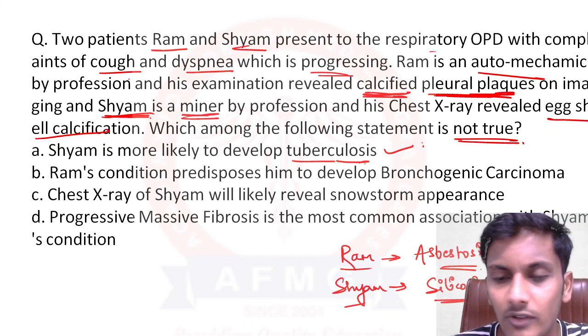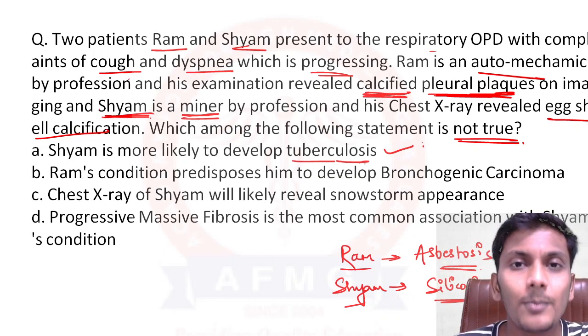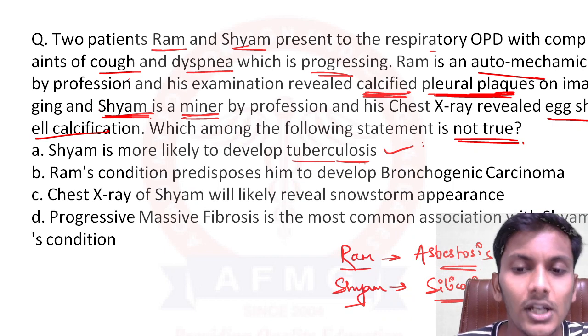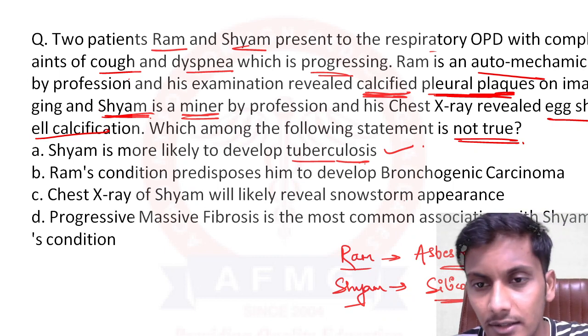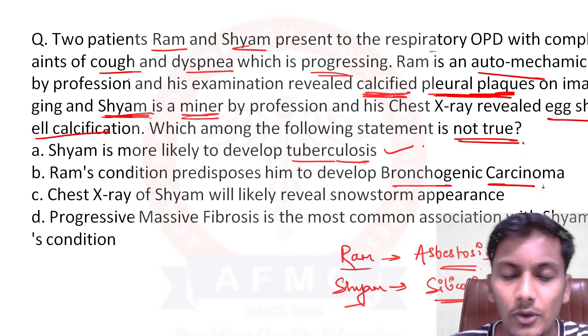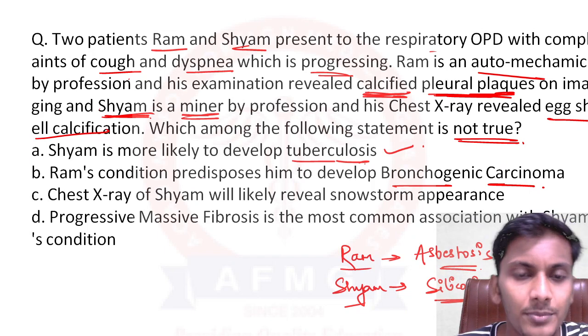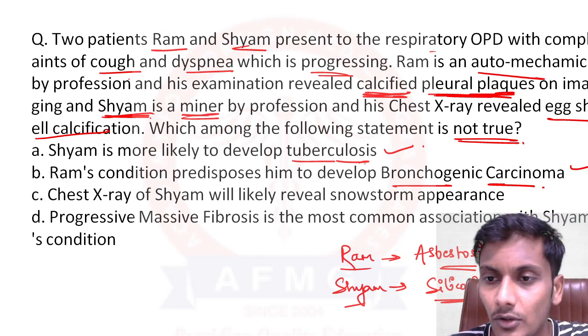What is Ram suffering from? Asbestosis. As we all know, asbestosis's most common association is with lung tumors, and the most common lung tumor with which asbestosis is associated is bronchogenic carcinoma or adenocarcinoma. So, important one, bronchogenic carcinoma is the most common association, therefore Ram is predisposed to this. This is also a true statement.